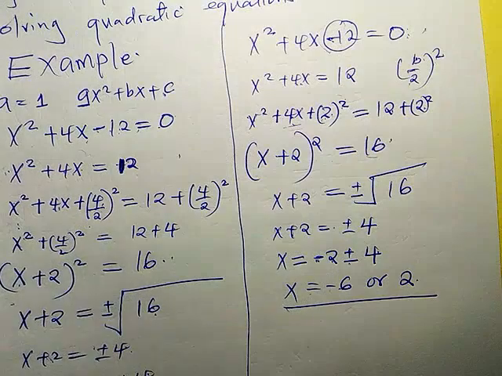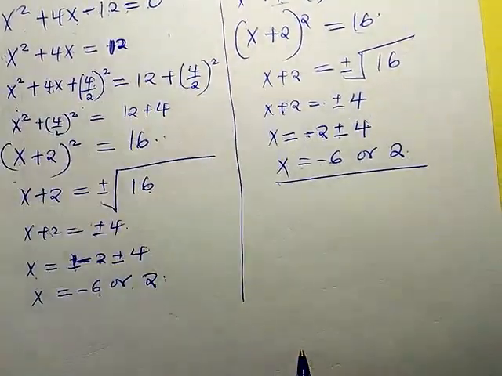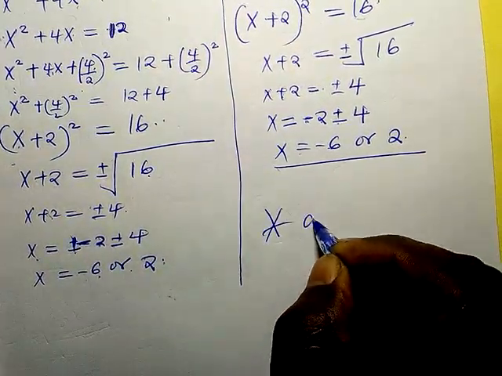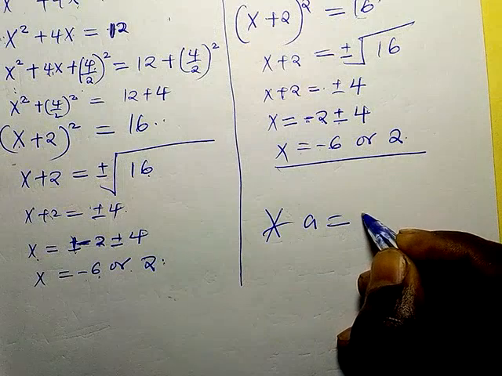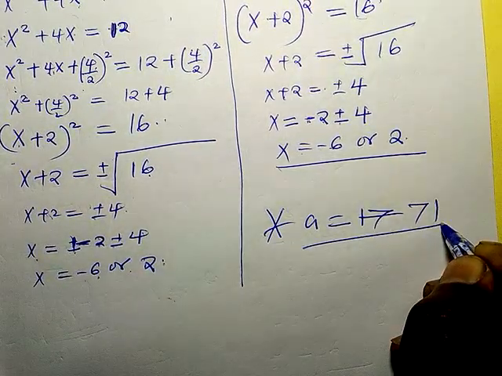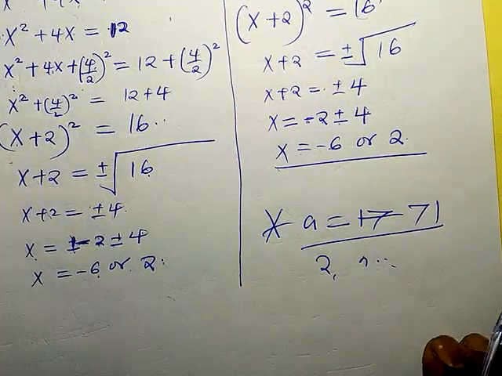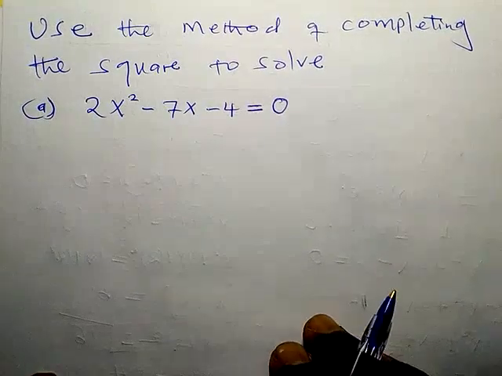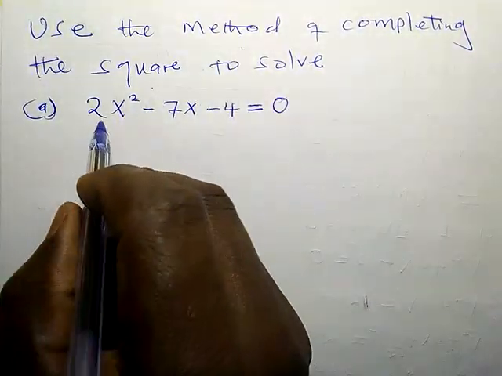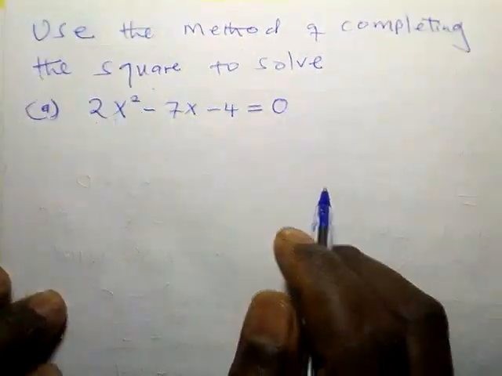Now I want to do one more example where the coefficient is not 1. Now I want to do the next example where a is greater than 1: 2, 3, 4, 5. Use the method of completing the square to solve 2x squared minus 7x minus 4 equal to 0.